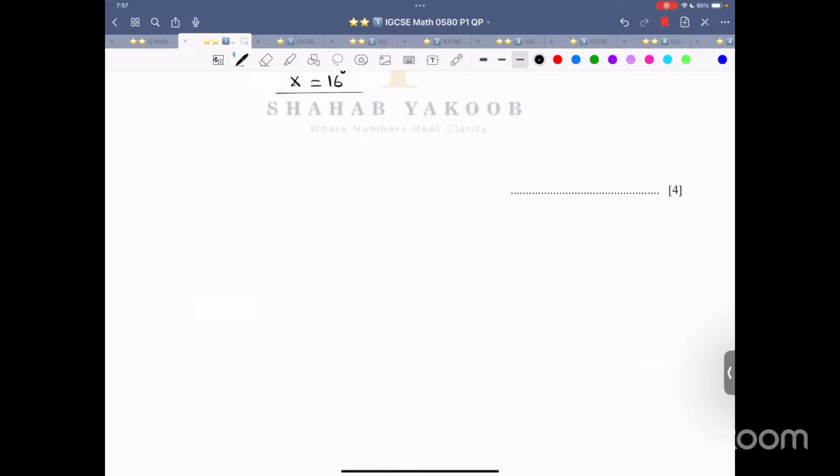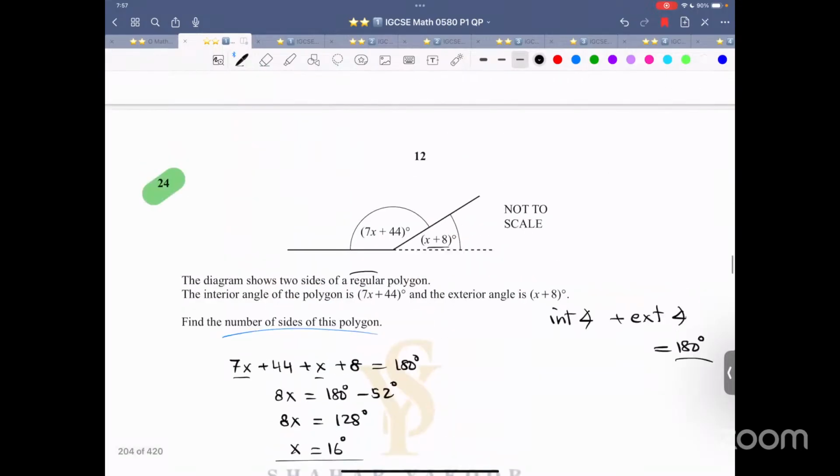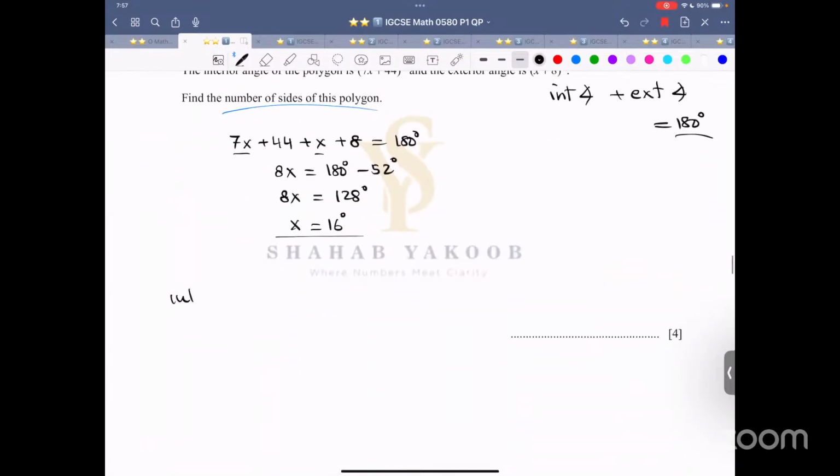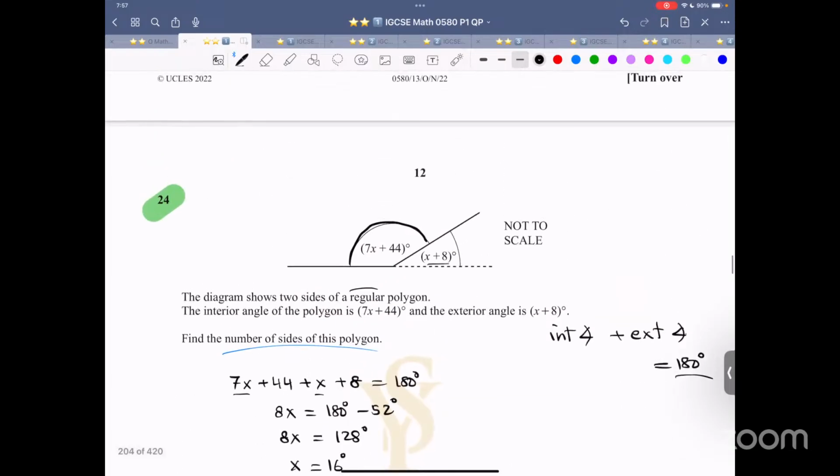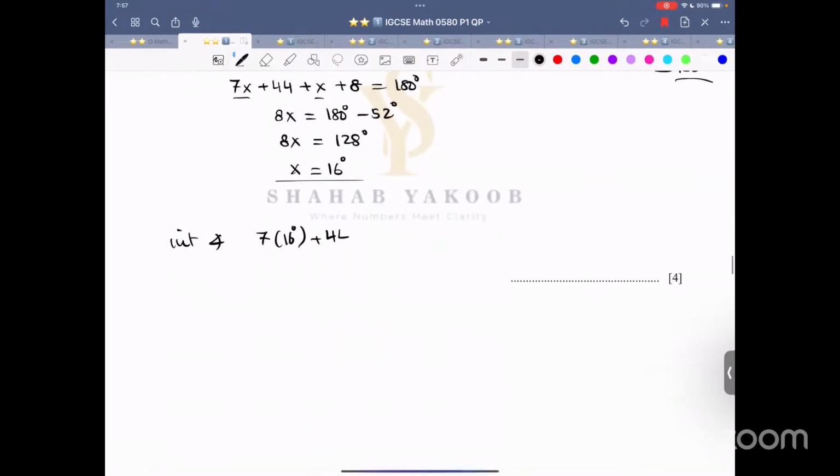Okay. So now the interior angle is this. So the interior angle is 7 into 16 plus 140 plus 44. So yes, it's a paper 2 kind of a question. So that is 7 into 16 plus 44. That is 156. This is 156 degrees.